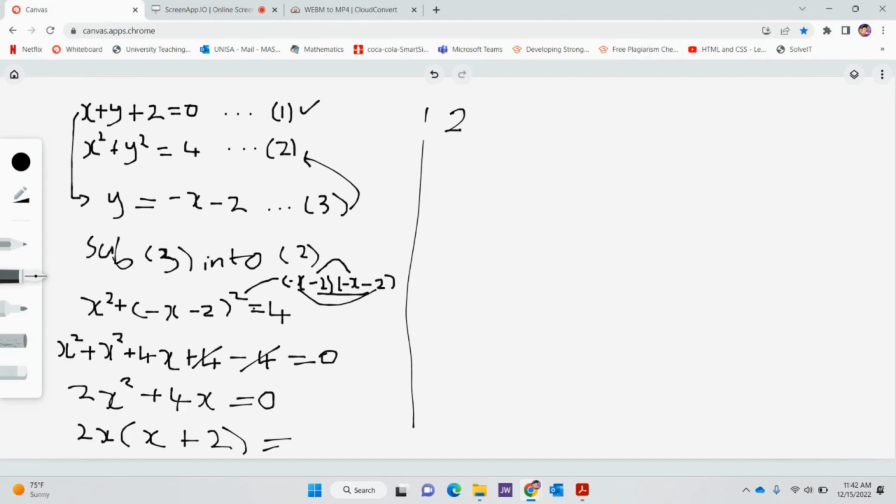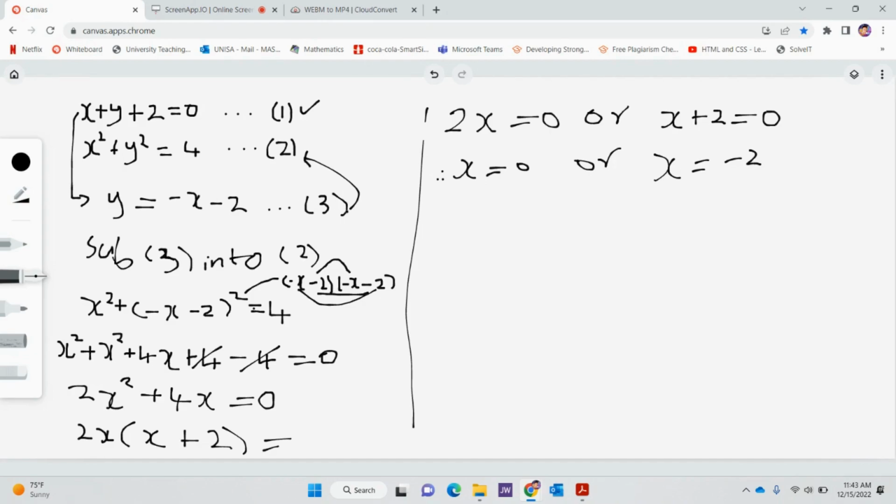2x is equals to 0, or x plus 2 equals to 0. Therefore, x will be equals to 0. We're dividing both sides by 2 there. Or x will be equals to minus 2. Remember, we don't stop there. We still have to find the other variable, y.